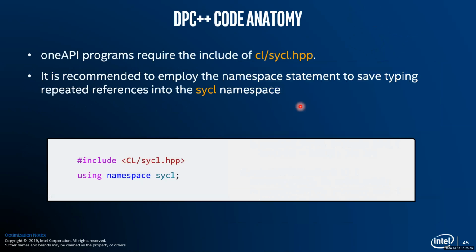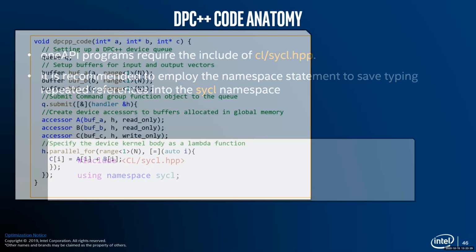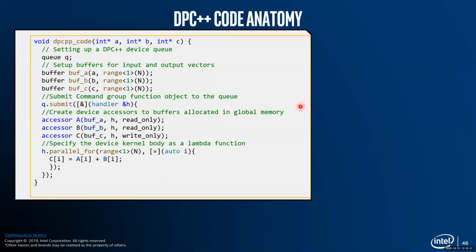So let's do a simple code anatomy here. We create a DPC++ program by simply including the header file CL/sycl.hpp, and we also use the namespace sycl to make the code less redundant. So we use CL/sycl.hpp and using namespace sycl.